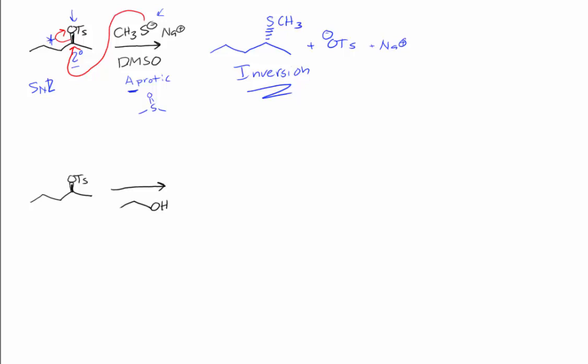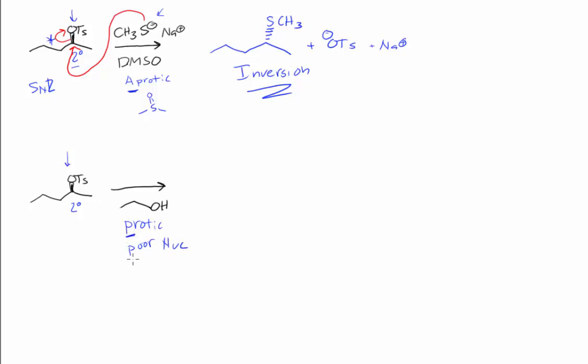Okay, let's look at the second on this page. We again have a secondary substrate. In fact, it's the same substrate, so we know we have a great leaving group. In this case, we have a protic solvent, and we have a poor nucleophile.